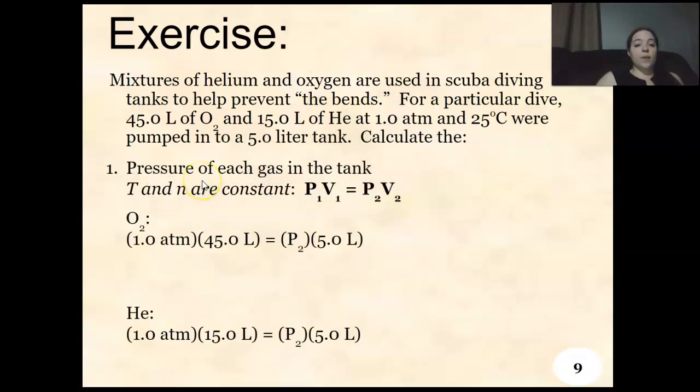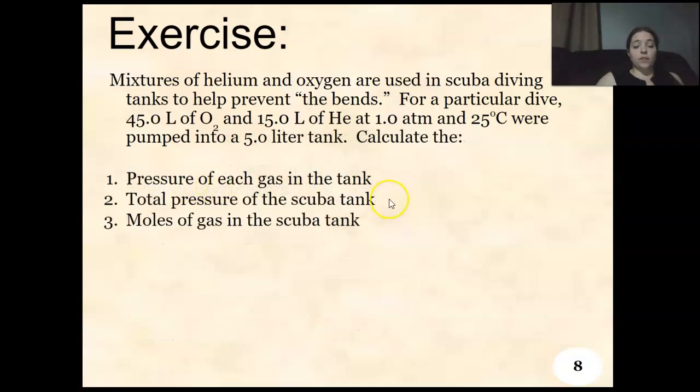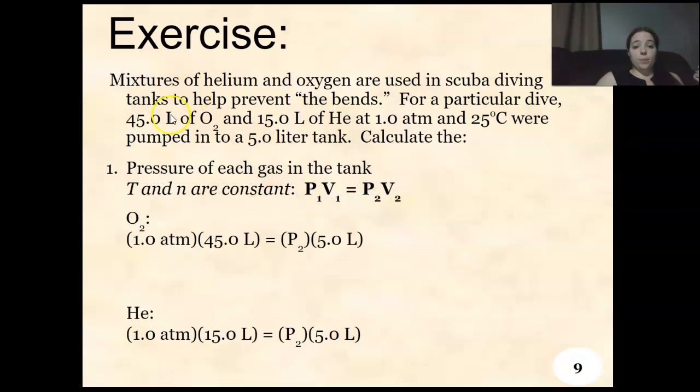Okay. So first off, we have to figure out the pressure of each one. We have the initial pressure, 1 atm. We have to figure out the ending pressure. So we're going to use, like I said, Boyle's law, P1V1 equals P2V2, on both oxygen and helium. When I plug it in, I've got 1 atm. Awesome. Makes my life easier. 1 atm for both. There's 45 liters of oxygen to start, 15 liters of helium to start. They're all shoved into a 5-liter tank.